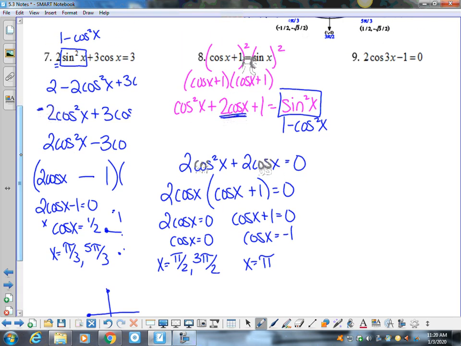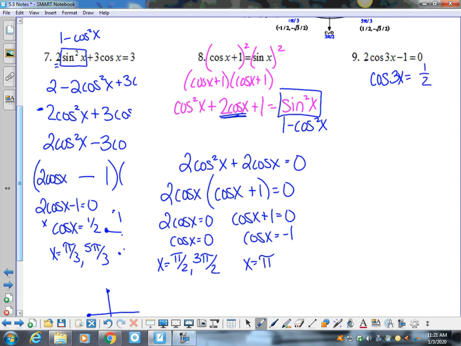Okay. Now number 9 and number 10 are different because their insides have a little extra something special in them. Number 9 is 2 cosine of 3x minus 1 equals 0. So the inside has this extra 3 in there. For right now, we're going to completely live in denial and pretend that's not there. I'm going to add the 1 and divide by 2. I'm going to isolate my trig. So cosine of 3x equals 1/2.